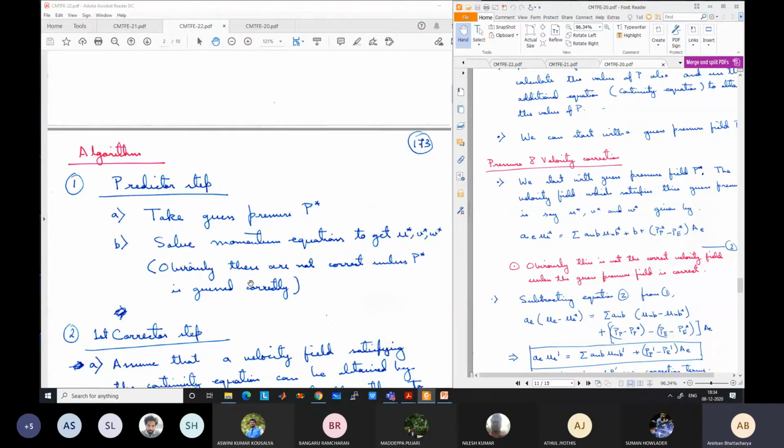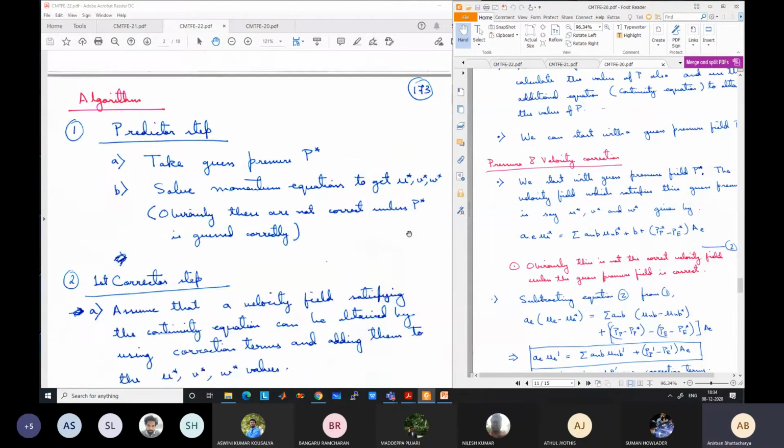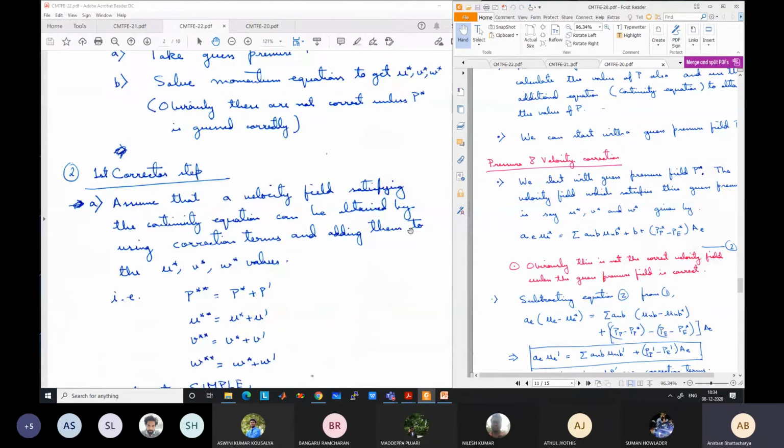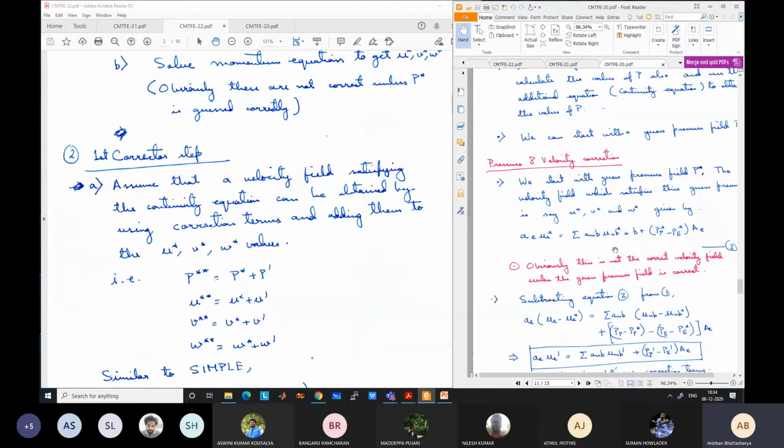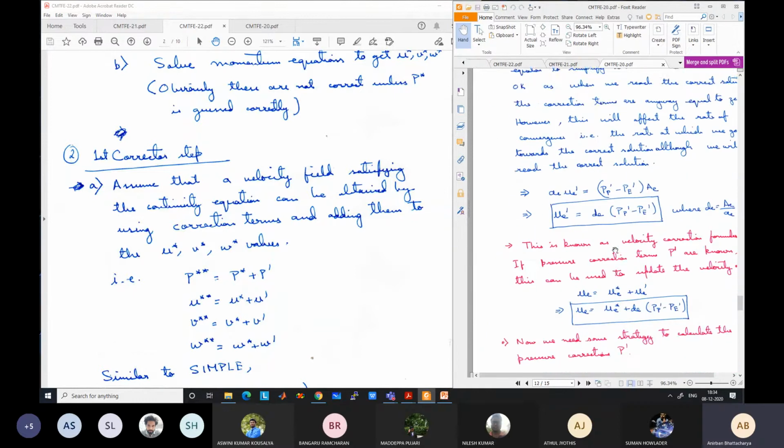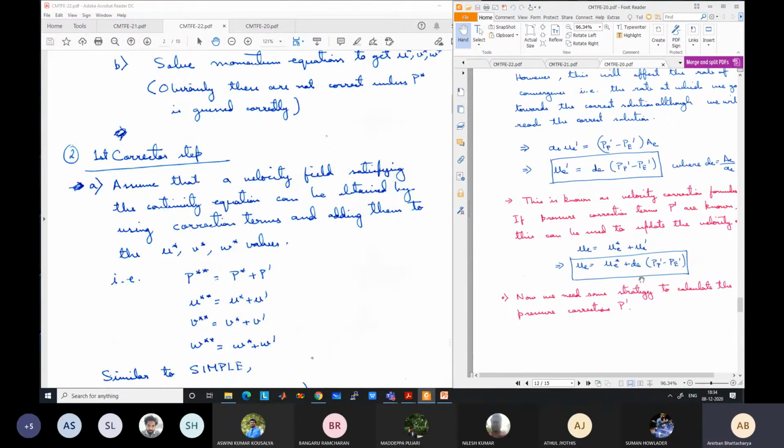Obviously these are not correct unless P star is guessed correctly, as I have repeatedly told. If by luck you guess P star correctly, then U star, V star and W star will be correct, with no need of any further change. However, in general P star will not be correct, so U star, V star and W star will not be correct. This will be some predicted velocity. Then we go to the first corrector step. The first corrector is exactly the same as SIMPLE.